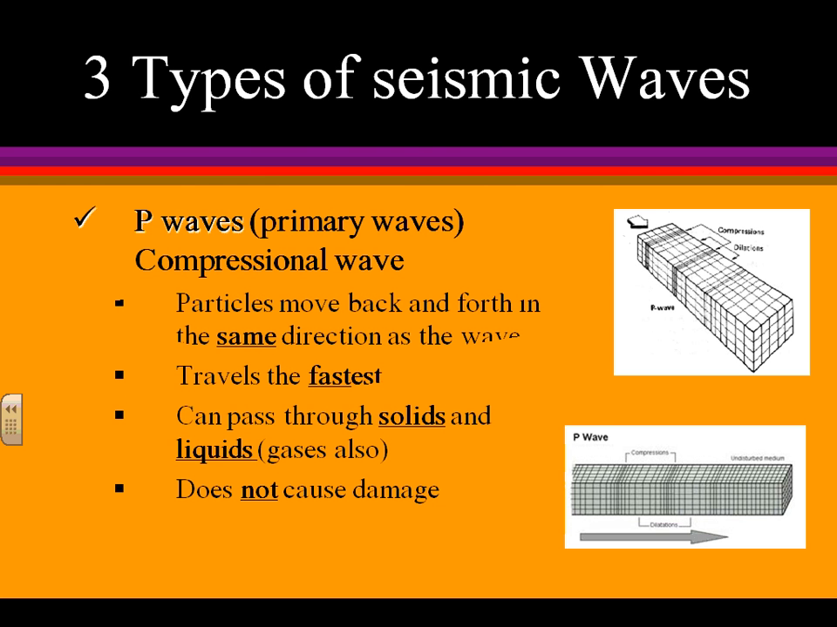So the first one we're going to talk about are P waves. They're the primary waves. They move the fastest. They go through everything on here, and they're usually not the ones that cause the damage to anything, but they are the waves that we feel the first.